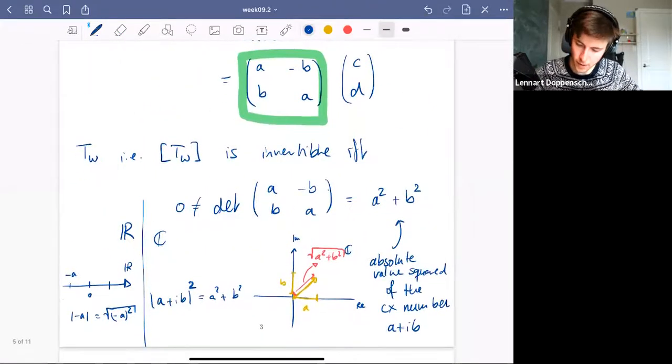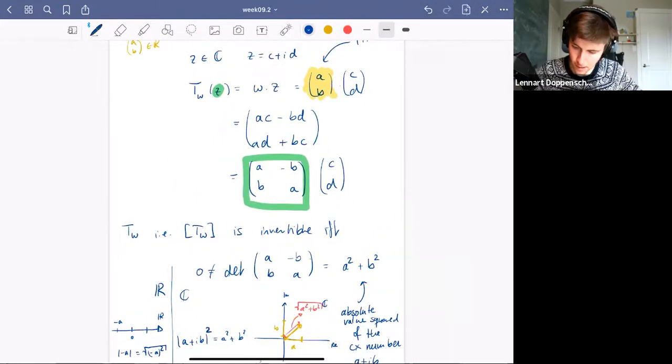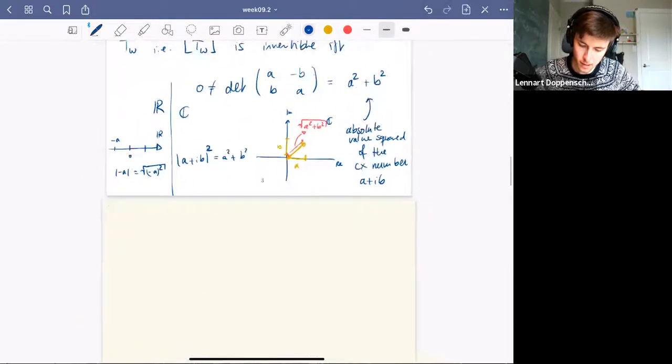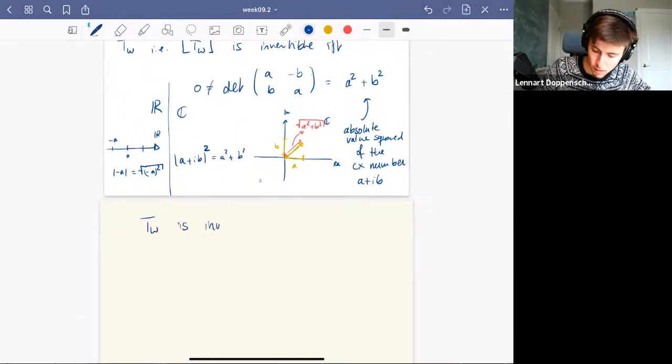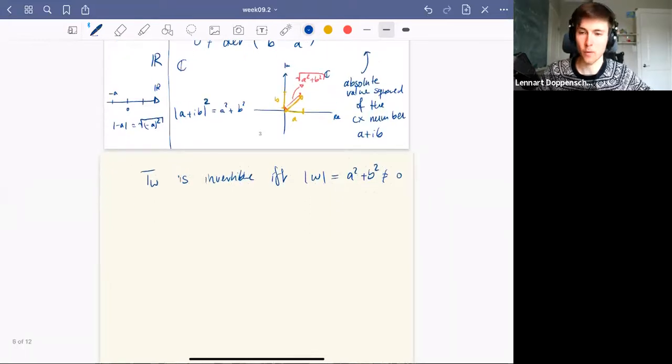Okay, so this means, to answer the second question, that T_W is invertible if the norm, or the absolute value, of W, which is a squared plus b squared and is exactly the determinant of this matrix, is non-zero. But which complex numbers have absolute value non-zero? Every complex number that isn't zero. So this is equivalent to W not being zero in C.